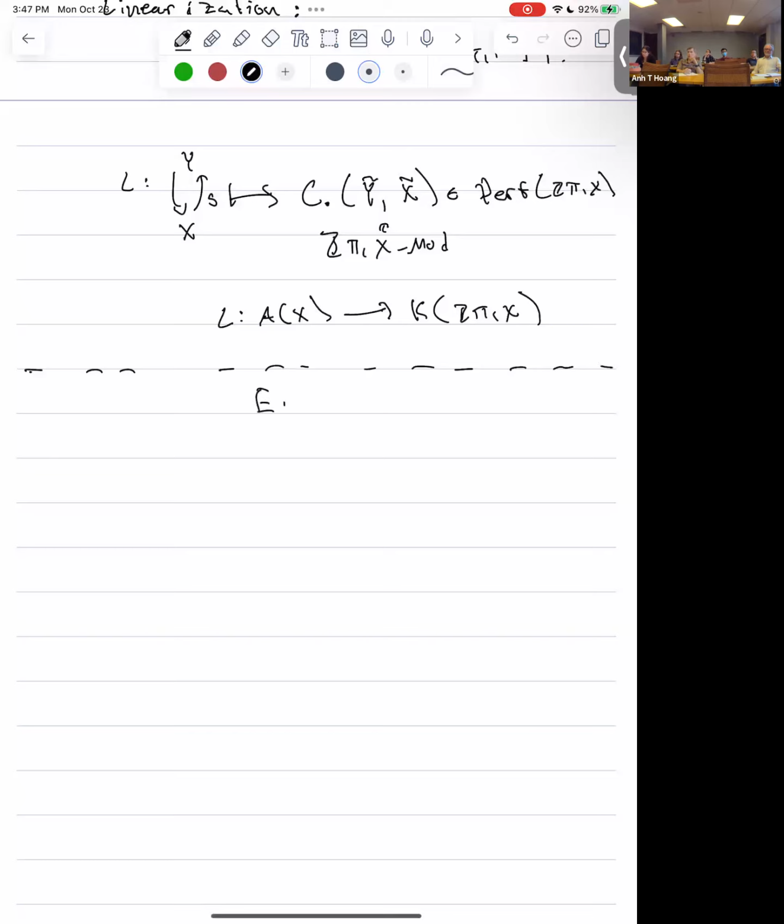Excuse me, what is tilde over X and Y? Is this the universal cover space? Yes, those are the universal cover spaces.